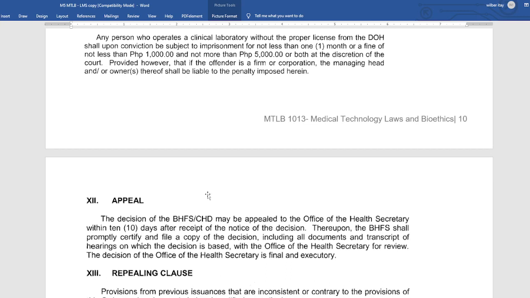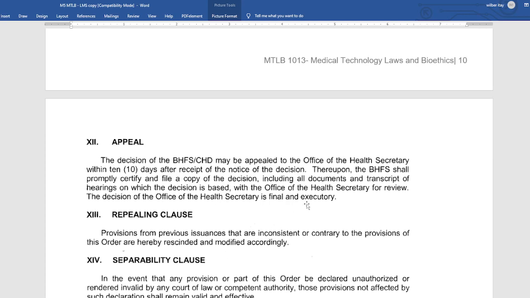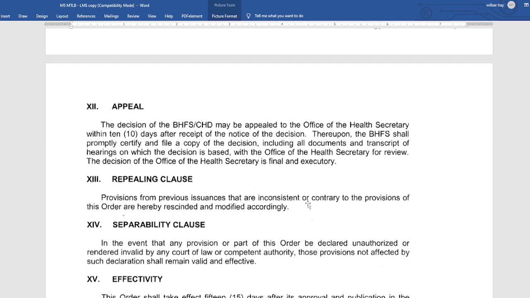If they want to appeal naman dun sa decision, like for example, ang decision ng BHFS or CHT is to revoke the license, the laboratory can appeal naman to the Office of the Health Secretary within 10 days after the receipt of the notice of the decision. So, pwede silang mag-appeal sa Health Secretary. So, thereupon, the BHFS shall promptly certify and file a copy of the decision, including all documents and transcript of the hearing, to the Office of the Health Secretary para ma-review.